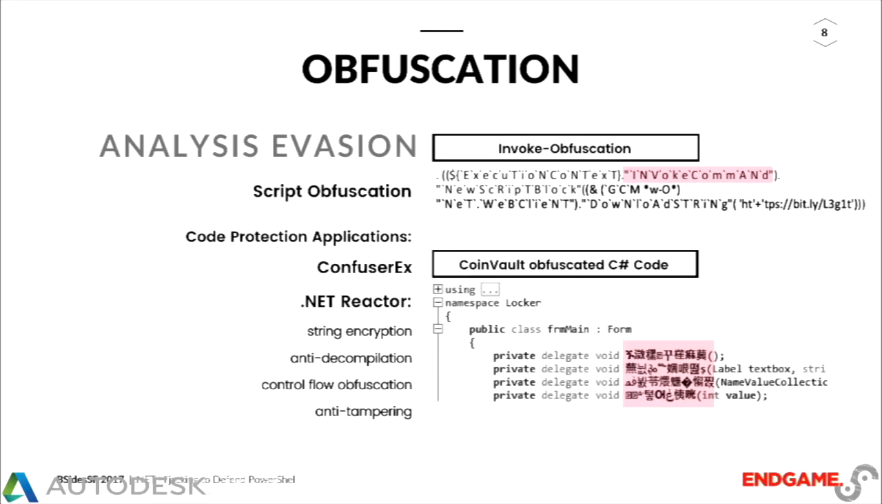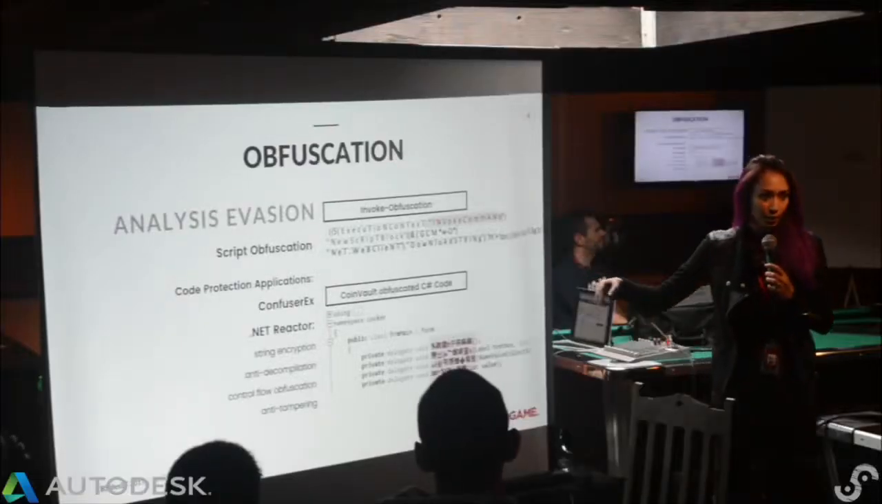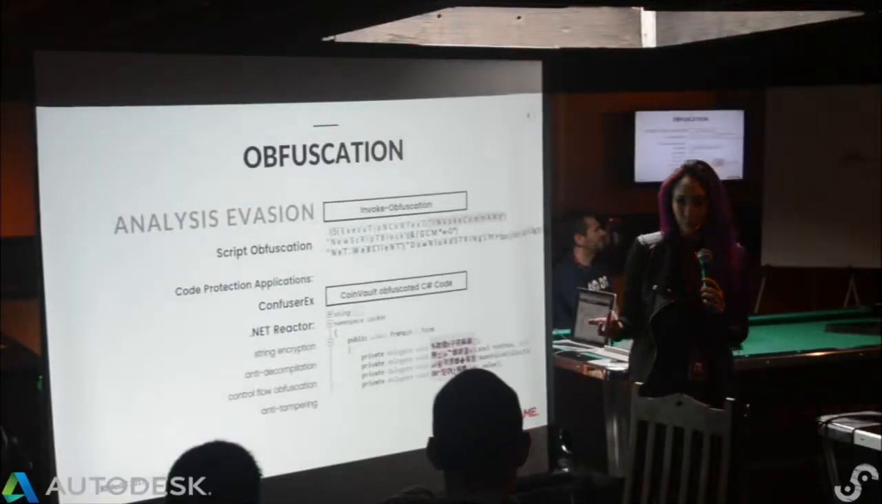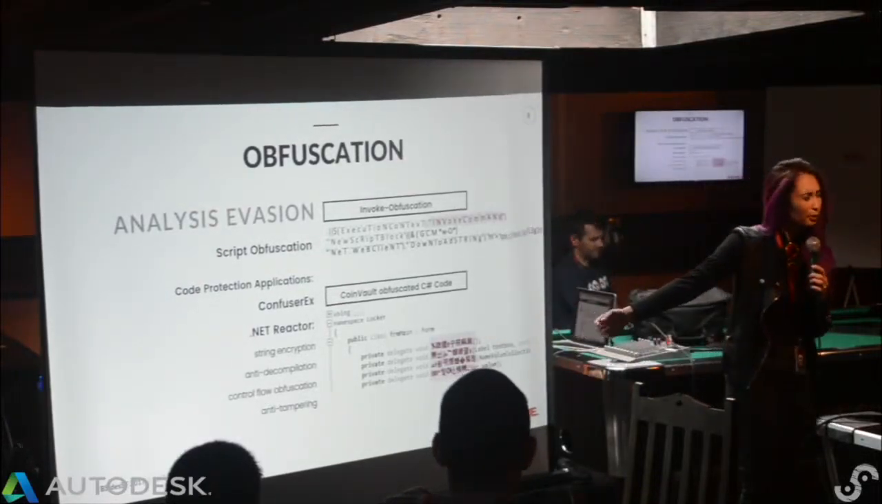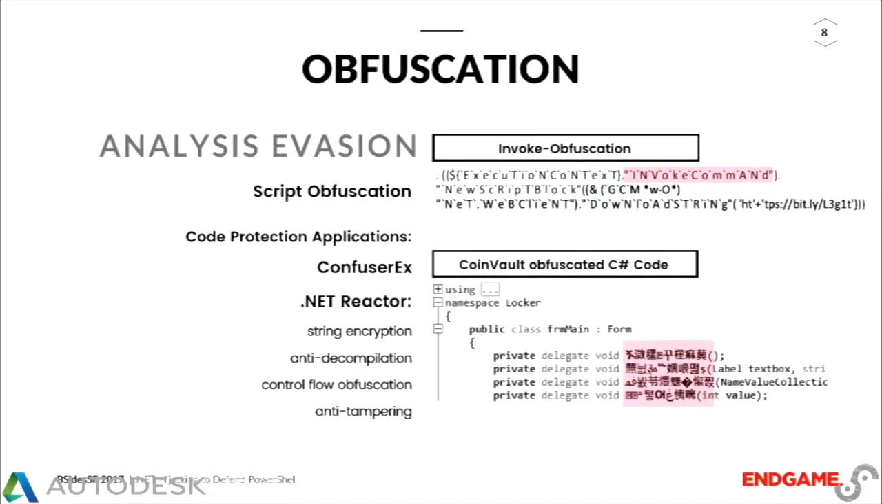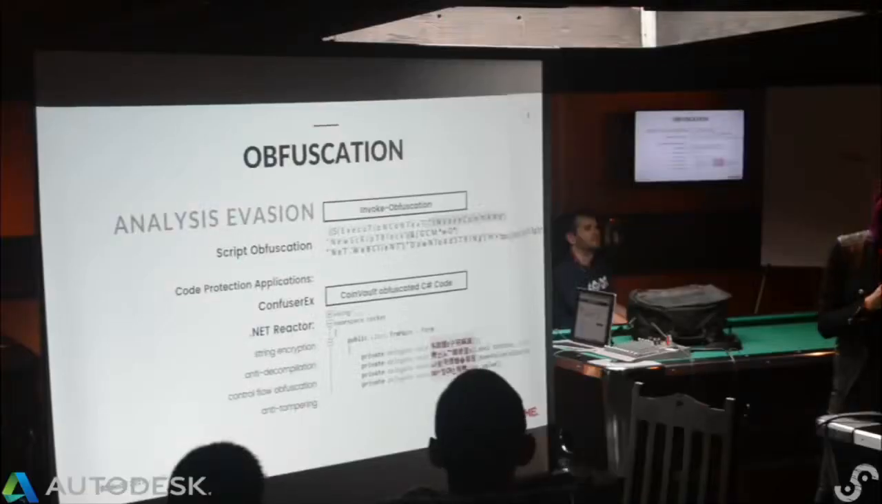And on top of that, there are these code protection applications. If you're familiar with ConfuserEx or Confuser, which was actually used in CoinVault. And then there's .NET Reactor, which is the commercial version, where it comes with string encryption, anti-decompilation, control flow obfuscation, and anti-tampering. And you pay for that. I think it's free now, but it's kind of discerning when you're trying to look at the malware.